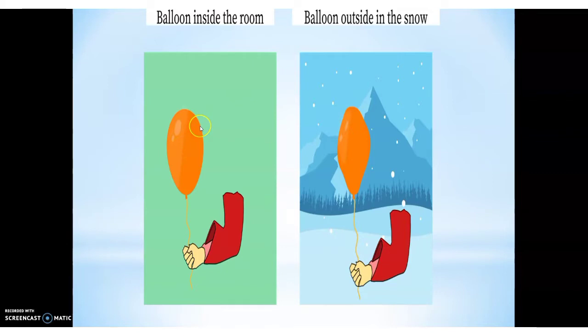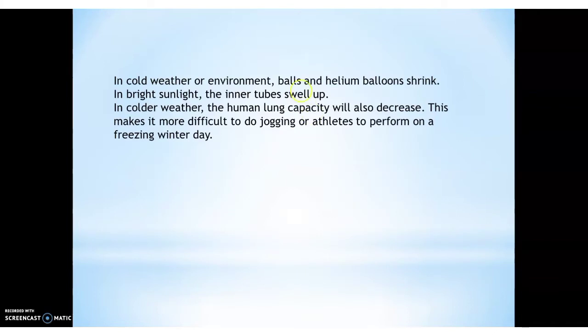Observe these balloons. Inside the room, the temperature will be high. The balloon will be in its normal size with a normal volume. And if we move outside, it will be cool. So what is happening? The temperature will be low, and the volume is low. Do you know which law is behind this? And we'll see some more examples.